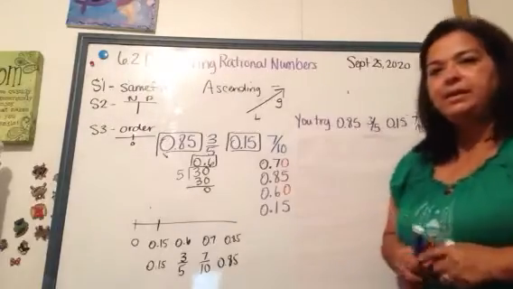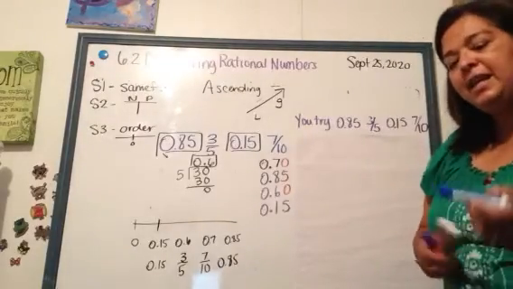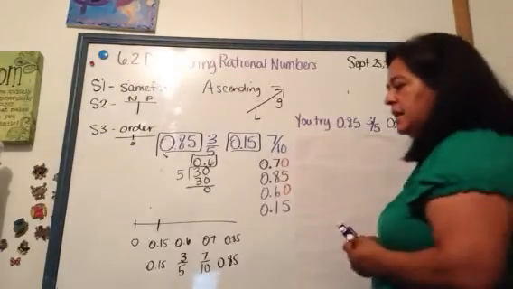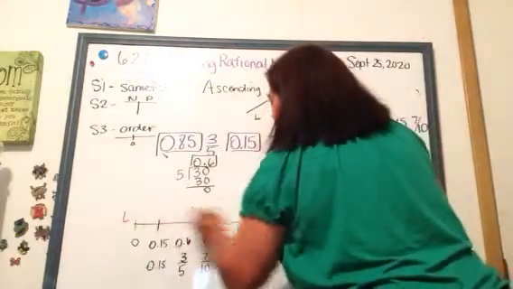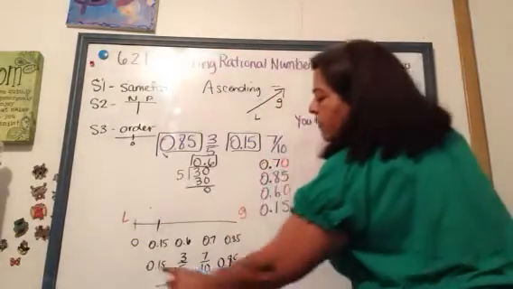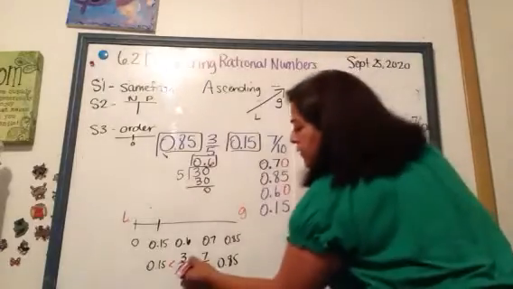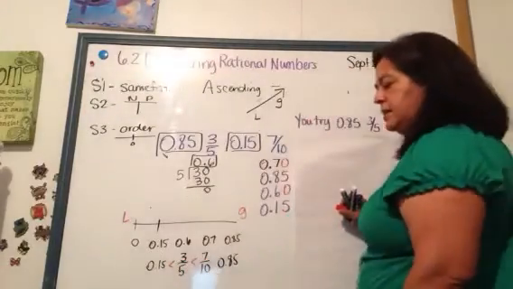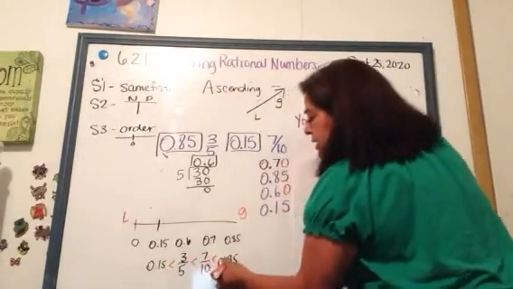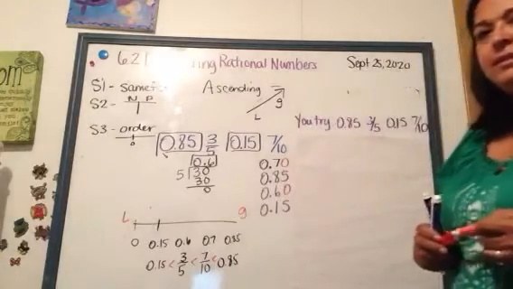Did I forget something? Hopefully you said the inequality symbols, Miss Atkinson. Remember, this is least to greatest, so I know 15/100 is less than 3/5. 3/5 is less than 7/10, and 7/10 is less than 85/100.